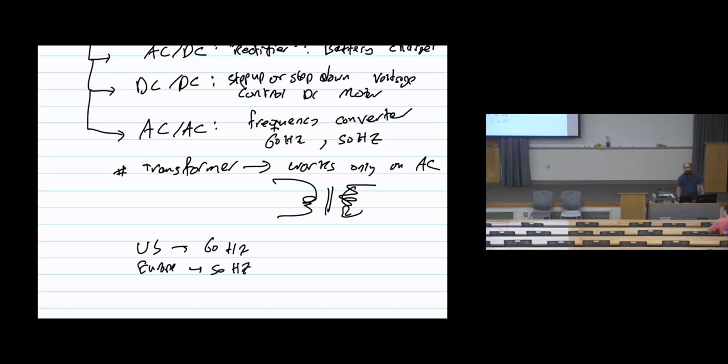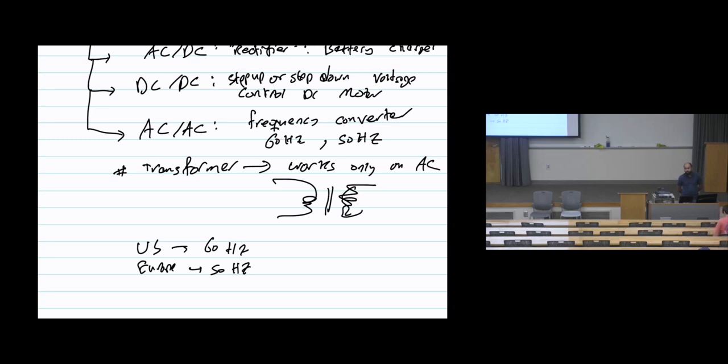So let's assume you purchase a device in Europe and you want this to be working in the States. So what shall we do? How can we make this device work? You can purchase basically a frequency converter. Yes, this is the conventional name, which is basically converting the frequency from 50 hertz to 60 hertz.